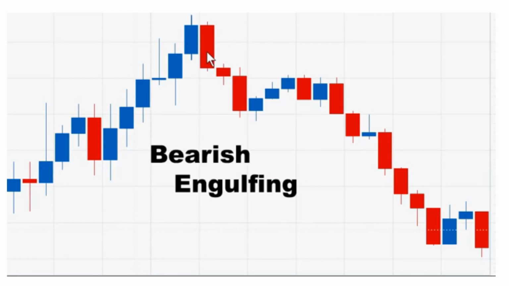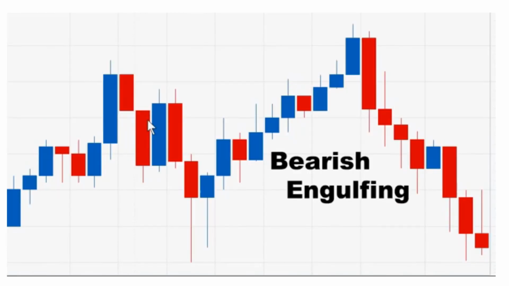If the red candle body engulfs the body and the shadow of the previous candle, there is more power in the reversal. Also, when the red candle body engulfs more than just one previous candle, there is more power in the reversal.